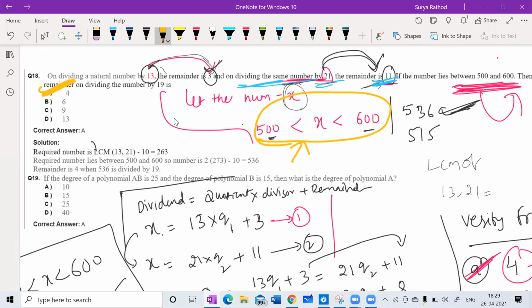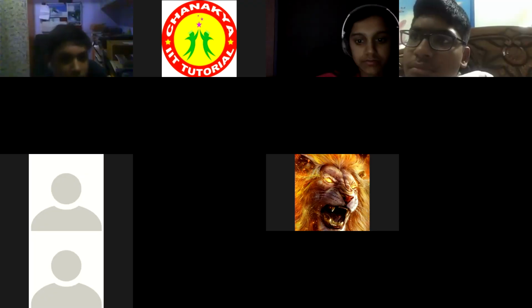Let me solve this question again. I solved it using the trial and error method, and we got those 5 numbers. If you divide them by 19, I'm getting 4 as the remainder in every case. Are you getting my point? So this is what today's session is all about, children. The 20th question we'll discuss in the next session.